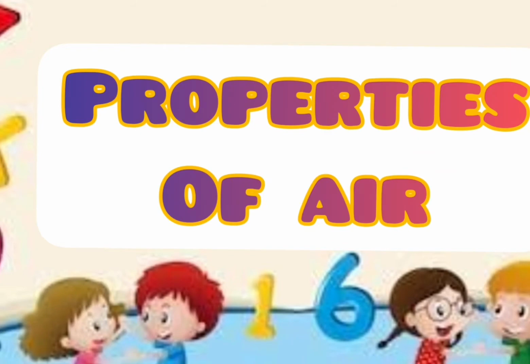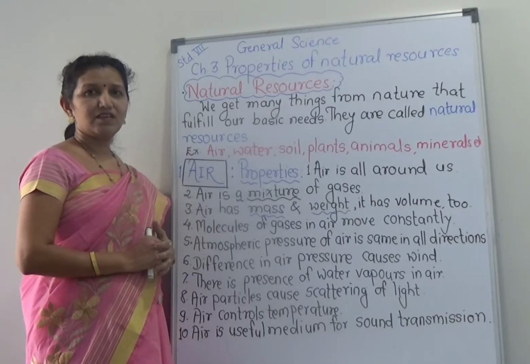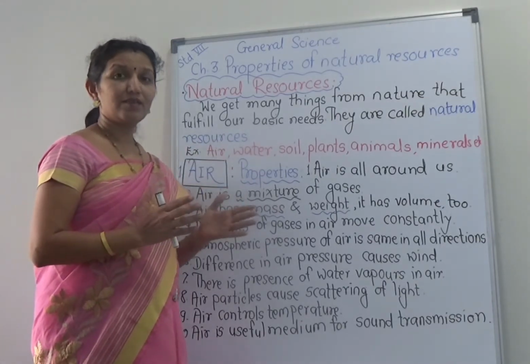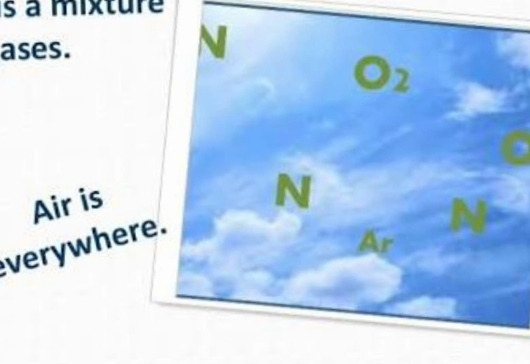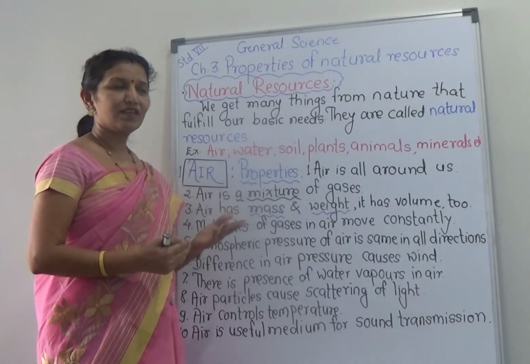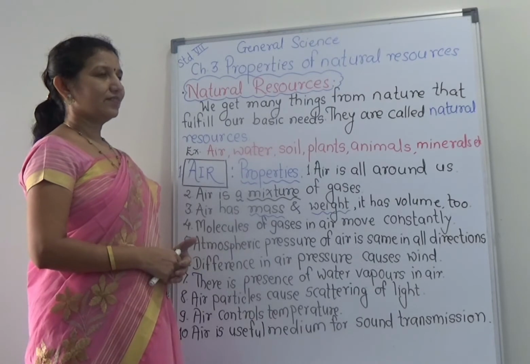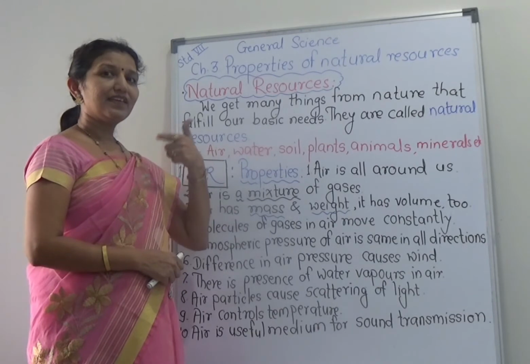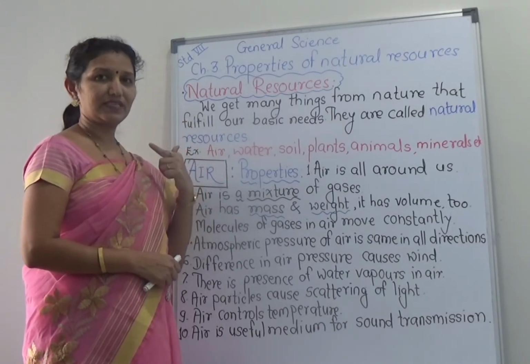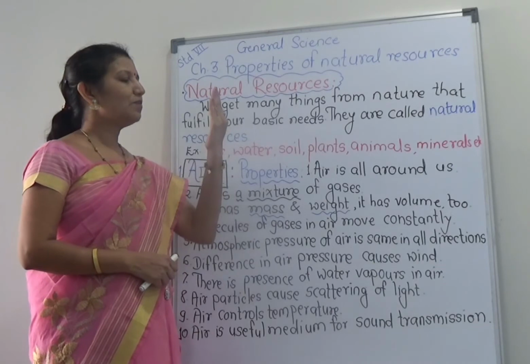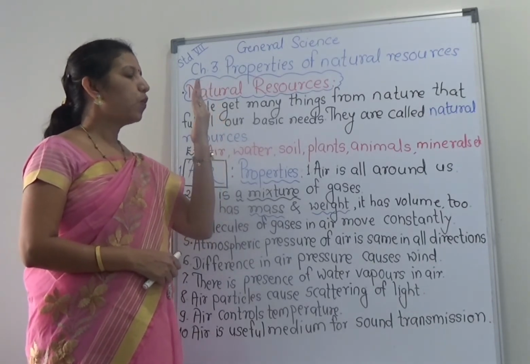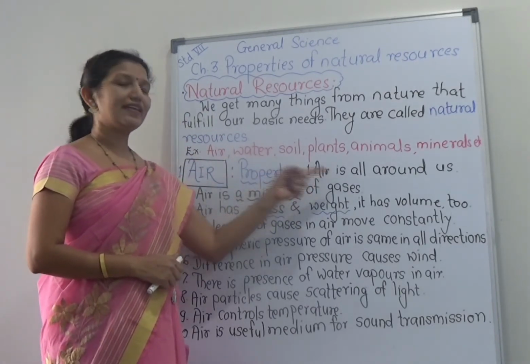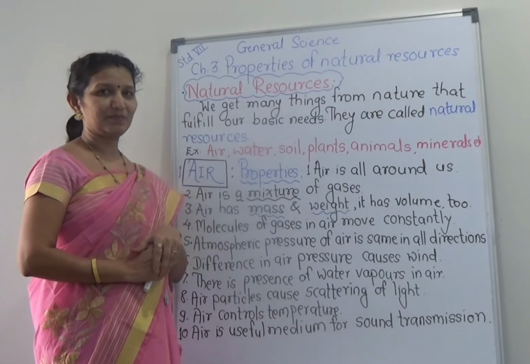The first one is, air is all around us. Though we cannot see air, we can feel it. We can feel the presence of air. When we inhale, we feel the presence of air. We take the air inside our body through the nose. Now, if I blow on my hand through my lips, I feel the air. In this way, we know that air is all around us.